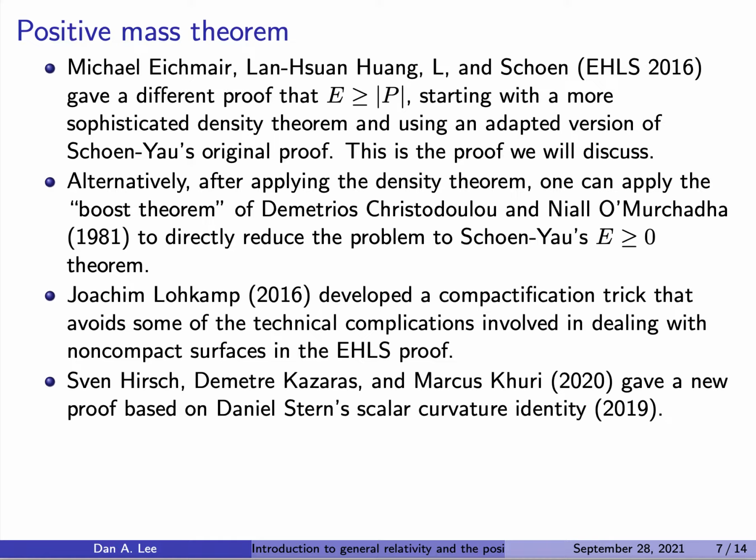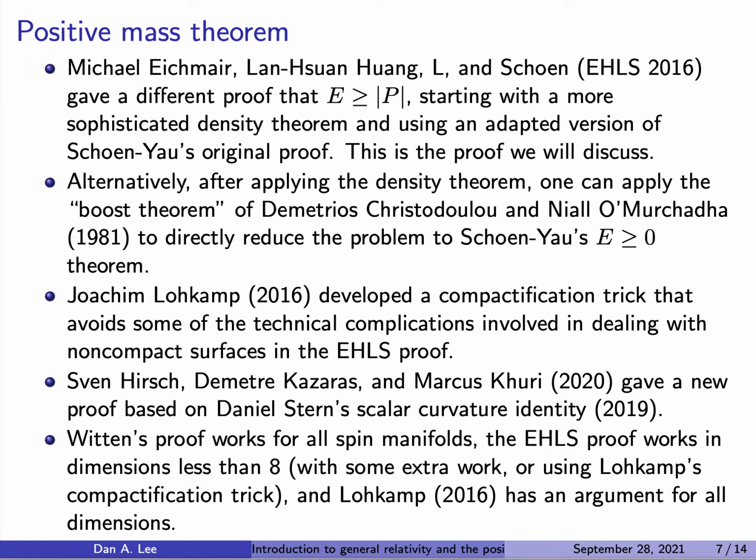And most recently, there's a nice proof by Hirsch, Cazares, and Khuri that gave a proof based on Daniel Stern's scalar curvature identity. So while Witten's proof uses spinors that solve the Dirac equation, this proof uses functions that solve essentially an altered version of being harmonic. So that was a recent development.